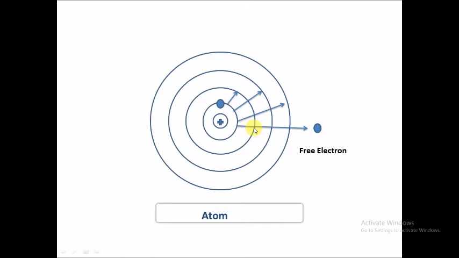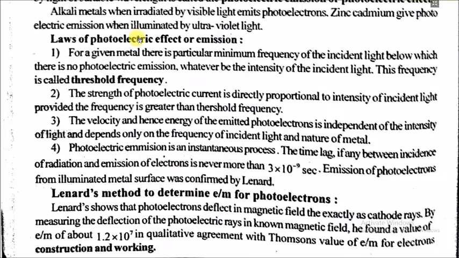It means the electron is ejected when the photon or light is given to it, or the energy is given to the electron in the form of light. This process is called the photoelectric effect, and at that time this electron is considered to be the photoelectron. So this is about the photoelectric effect. Now next, laws of photoelectric effect or photoelectric emission. There are certain laws, and basically there are four laws.